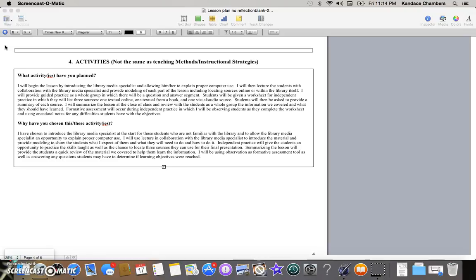I will summarize the lesson at the close of class and review with the students as a whole group the information we covered and what they should have learned. Formative assessment will occur during independent practice, in which I will be observing students as they complete the worksheet and using anecdotal notes for any difficulty students have with the objectives.